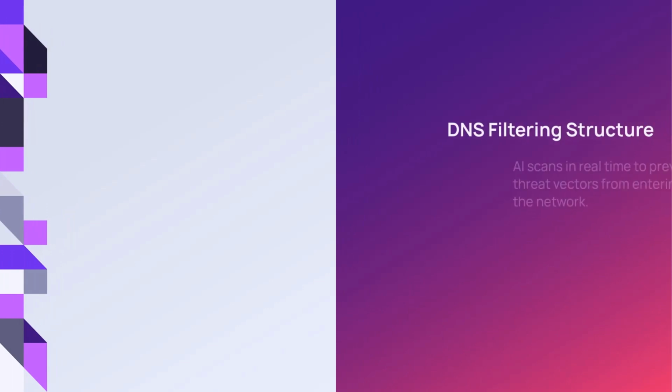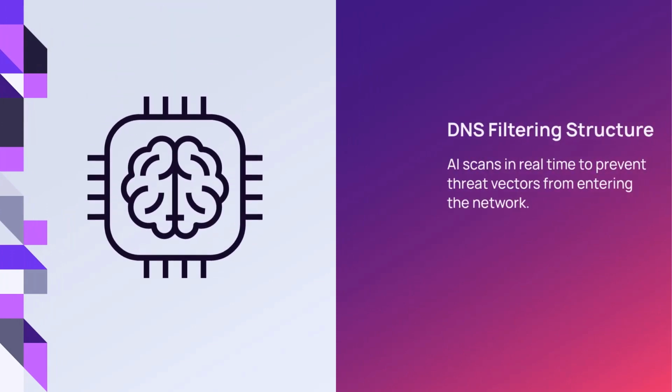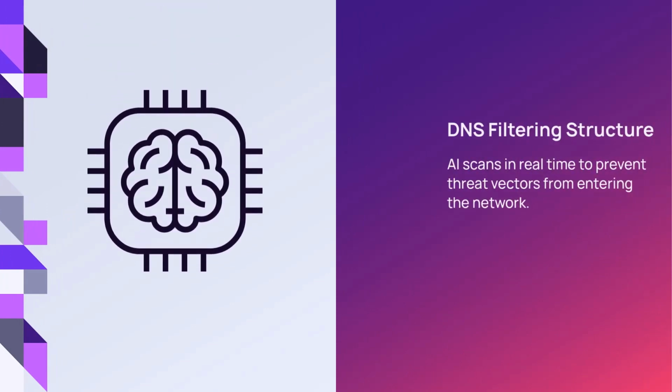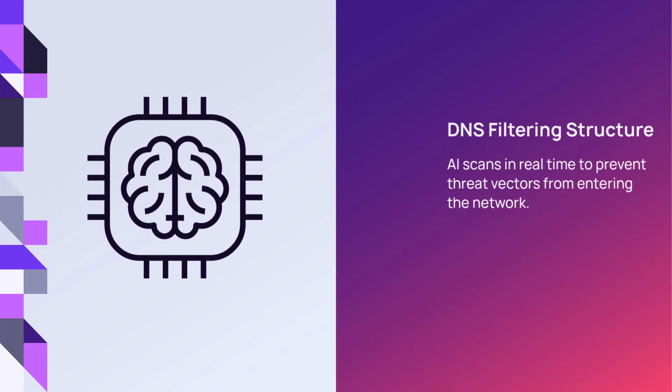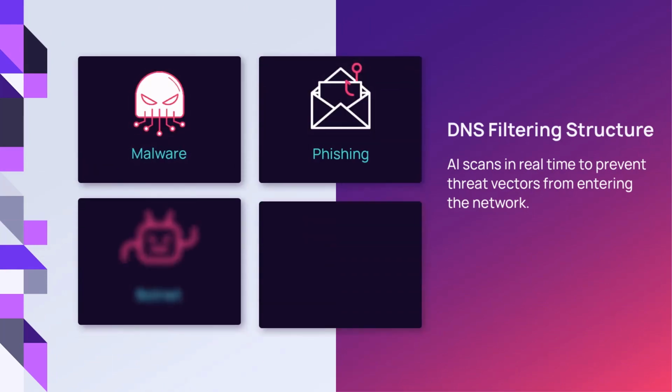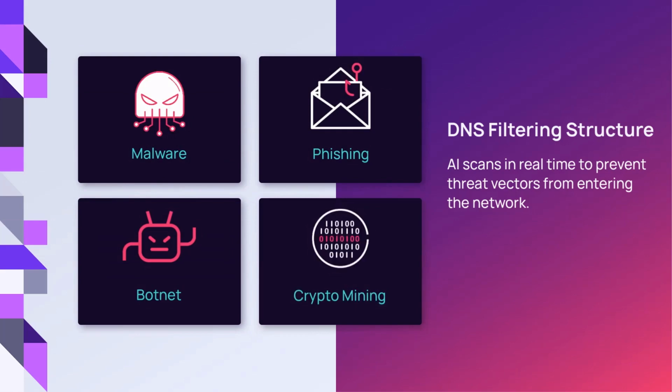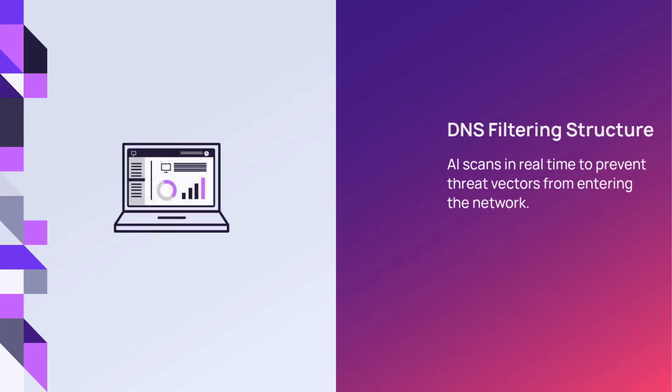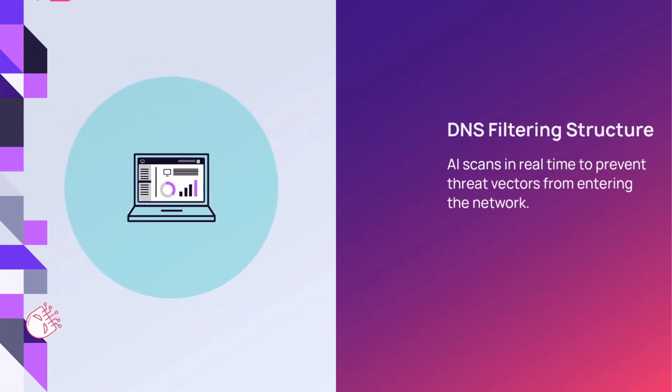DNS filtering also applies artificial intelligence to scan websites, ensuring no malicious activity has made a foothold on new or previously allowed domains. The dynamic structure of DNS filtering means potential threats like malware, phishing, botnets, and crypto mining are identified in real time and stopped before entering a network. Because a bad website never breaks through the internet layer of a network, security is not compromised, keeping endpoints and users safe.